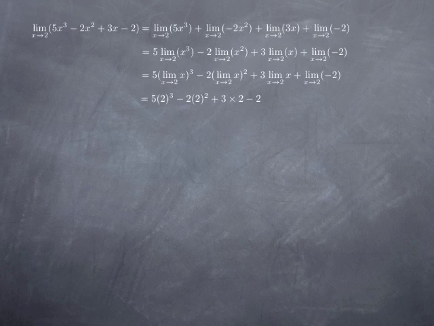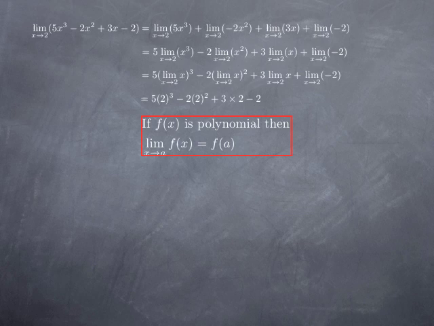Of course, the argument we gave here would apply to any polynomial, because a polynomial is simply a sum of constant multiples of integer powers of the variable. So that means that if f of x is a polynomial function, then to obtain the limit of f of x at a, you just plug in x equal a in the function f. You just evaluate the function.